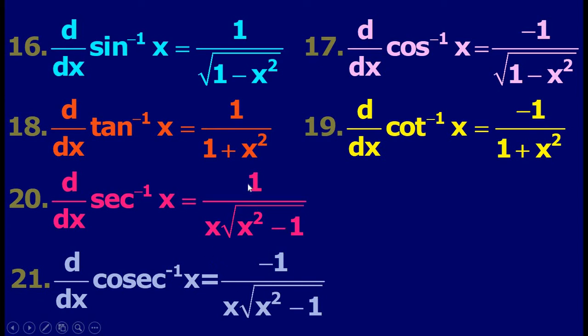Now here also only plus minus difference. Here it is secant inverse x is 1 by x into root of x square minus 1, and cosecant inverse x is minus 1 by x into root of x square minus 1. Now here also sin inverse x differentiation is positive, cos inverse is negative, tan inverse x is positive, cot inverse x is negative, secant inverse x is positive, again cosecant inverse x is negative.